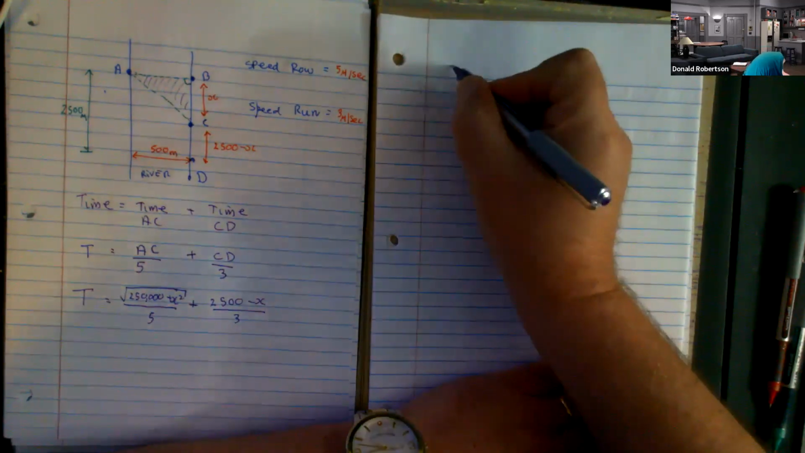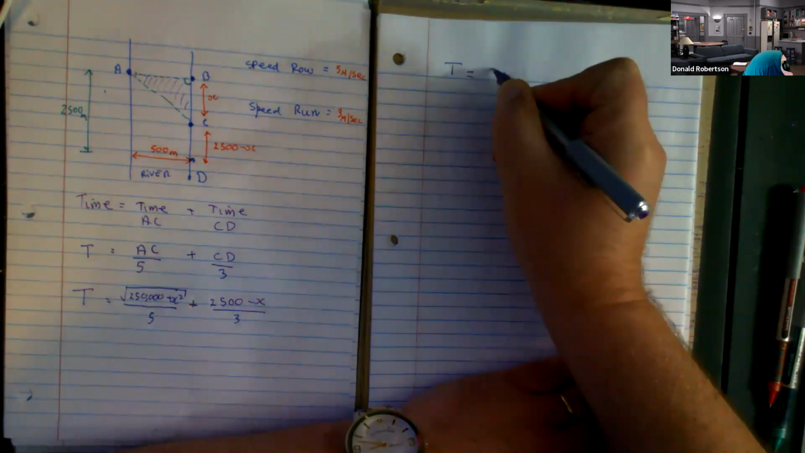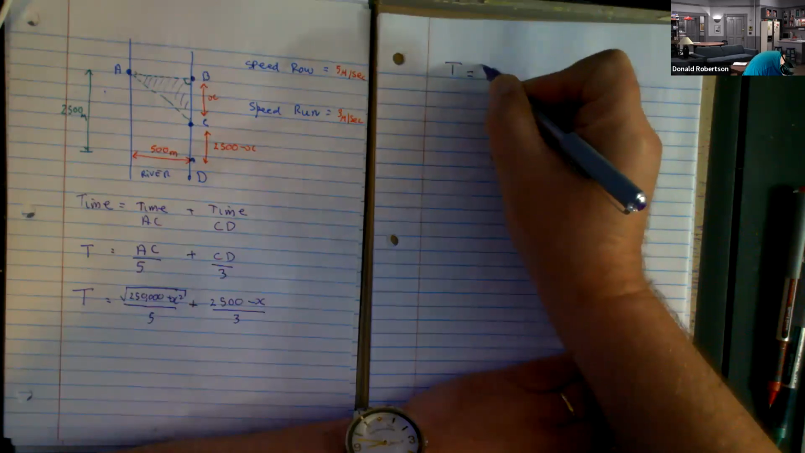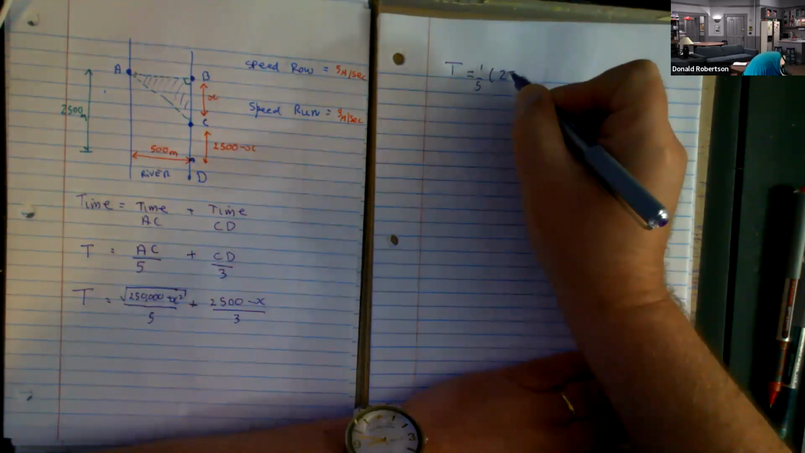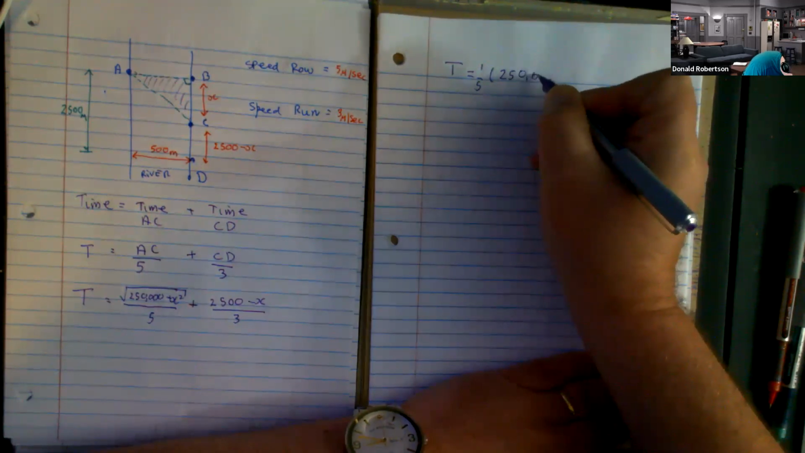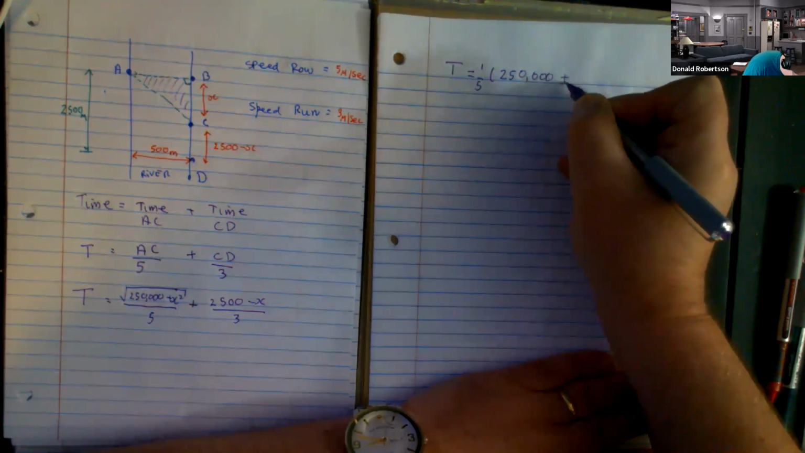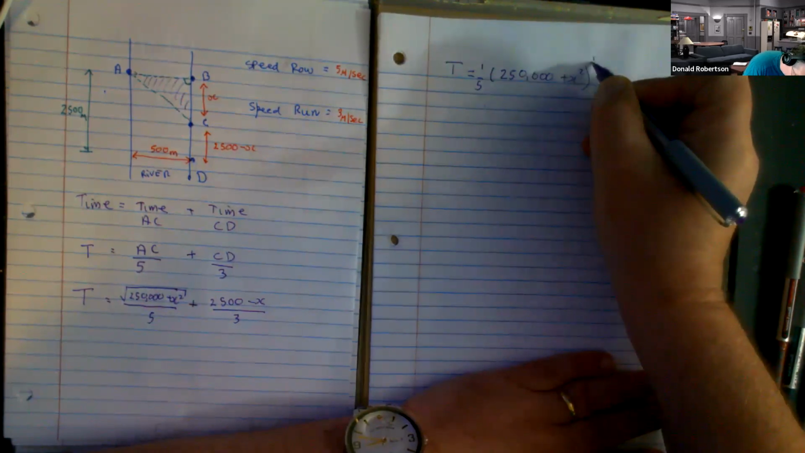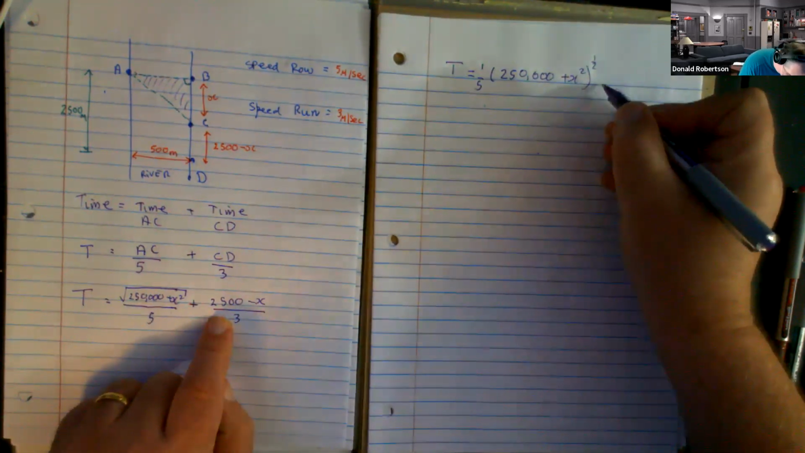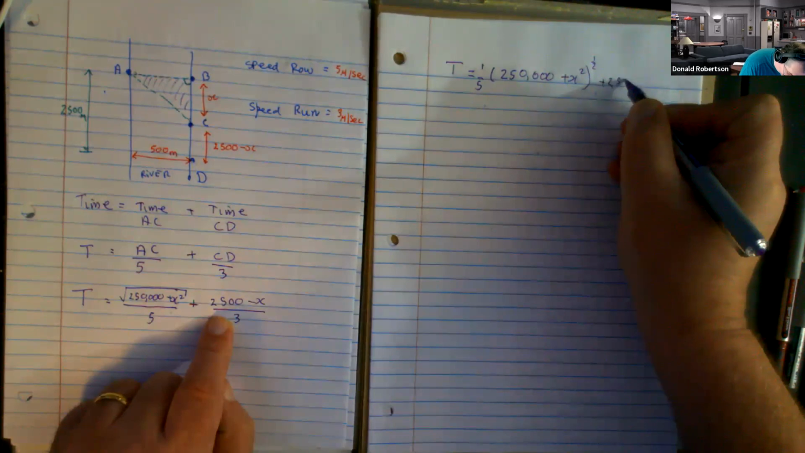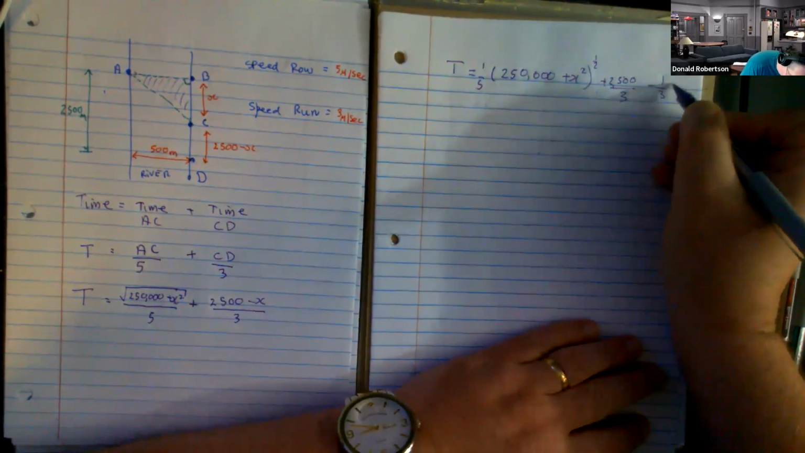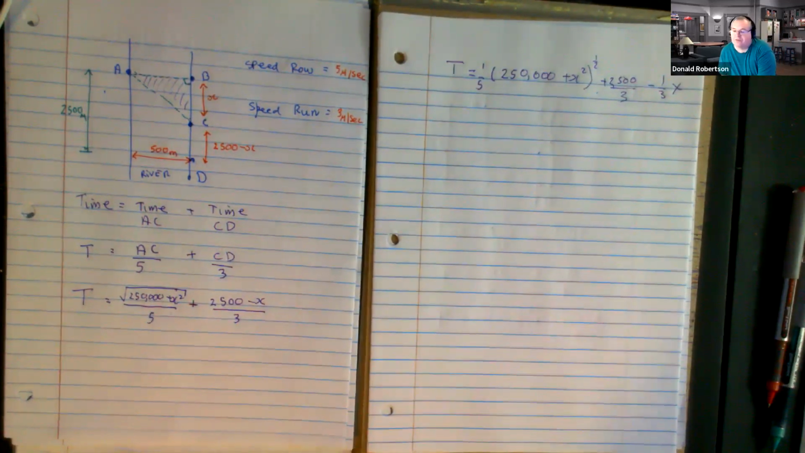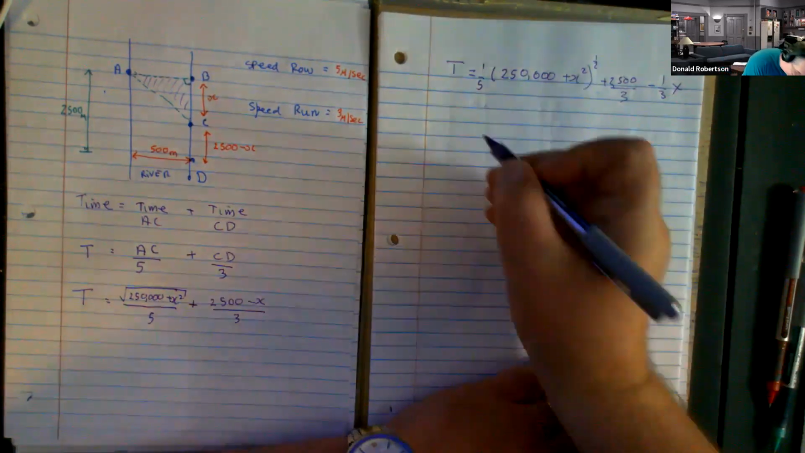So I'm going to take this over on a new piece of paper, and I'm going to rewrite t in a form that's going to make differentiation easier. So I'm going to call it 1/5 times 250,000 plus x squared to the power of a half. And I'm going to call this thing 2,500 over 3, take away 1/3 x. It just makes things easier to differentiate. So let's find its derivative.